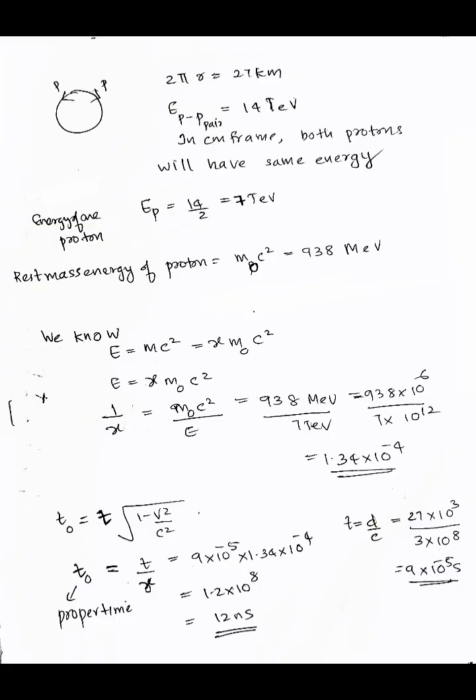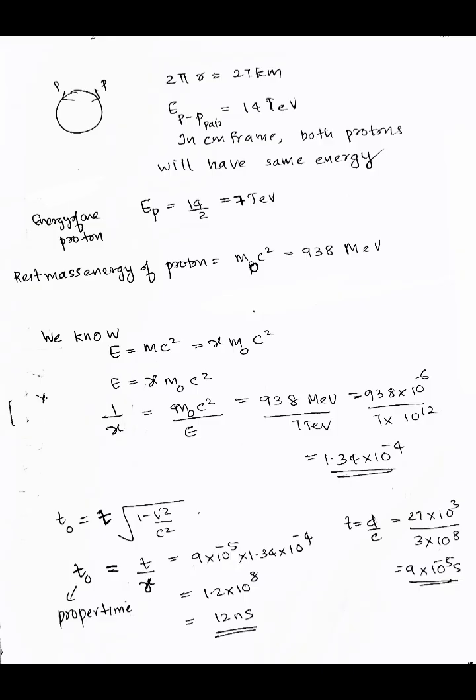So here two protons are moving in opposite directions covering a circular path. So it covers a distance of 2πr, which is equal to 27 kilometers. And here the energy of the proton-proton pair is 14 TeV. In the center of mass frame, both protons have the same energy. So the energy of one proton, E_P, is equal to 14 by 2, which is equal to 7 TeV. The rest mass energy of the proton is equal to m₀c².